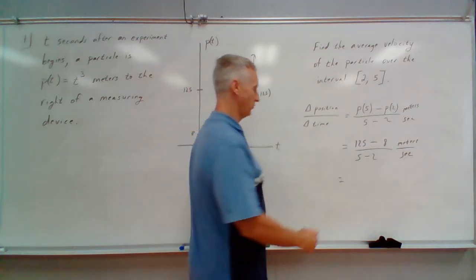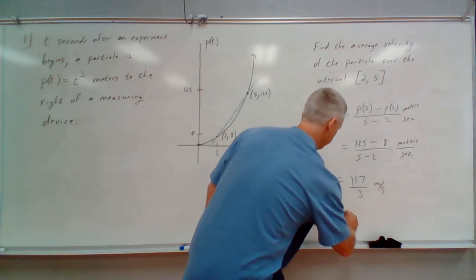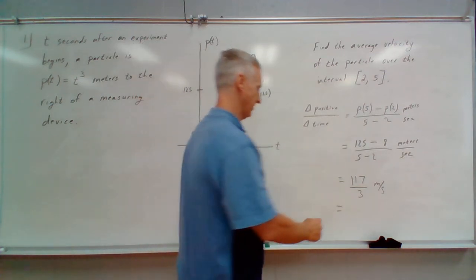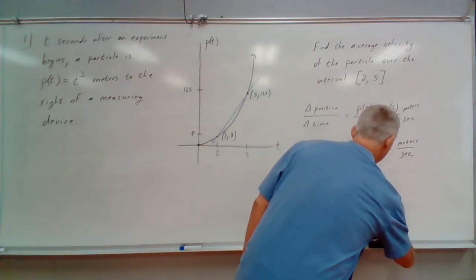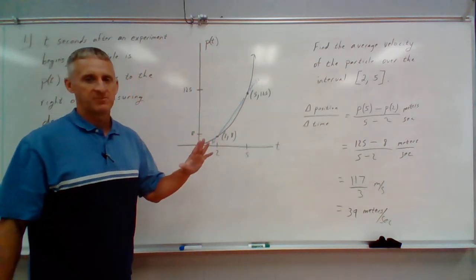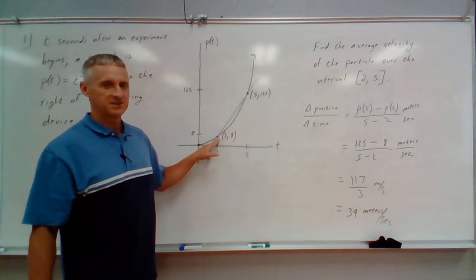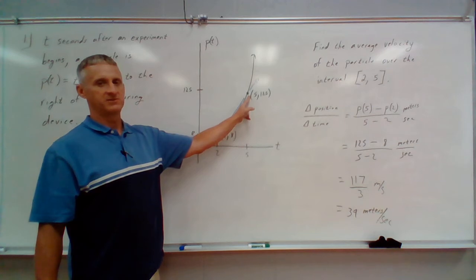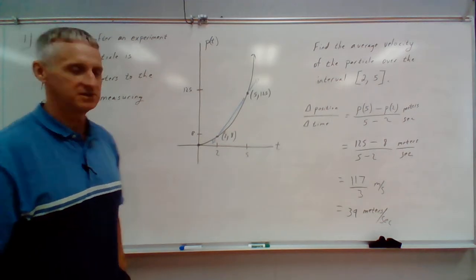125 minus 8 is 117. 5 minus 2 is 3 meters per second. And 3 will go into 117 39 times. So we can reduce that. We get 39 meters per second. Okay, so the average velocity over that interval is 39 meters per second. Keep in mind, it wasn't always 39 meters per second. Down here, the velocity would have been lower than 39 meters per second. Up here, the velocity would have been higher than 39 meters per second. But on average, it was 39 meters per second during that interval.